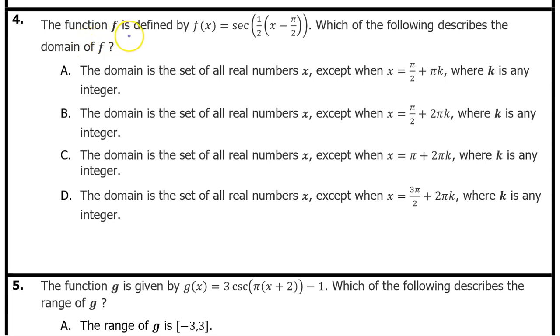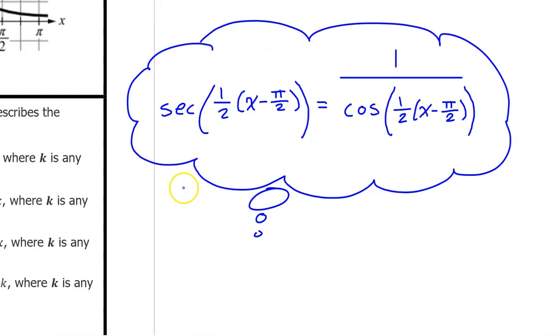Number 4. The function f is defined by f of x equals the secant of 1/2 times x minus pi over 2. Which of the following describes the domain of f? The domain of a trig function will be all real numbers except for the locations of any vertical asymptotes. So we just need to come up with an expression representing the infinitely many vertical asymptotes of this secant function. We know that secant is the reciprocal of cosine, so the secant function will have vertical asymptotes wherever the denominator, cosine, is equal to 0.